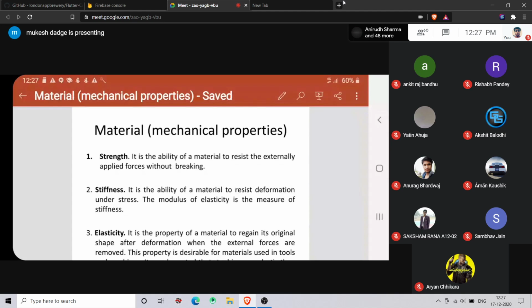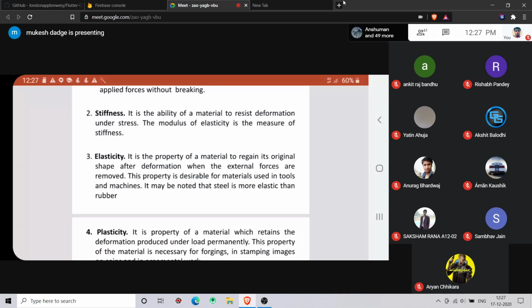In the book, the thorough explanation is there. As far as the syllabus is concerned, this is enough. Only the definition is enough. If you are interested in depth, you can go through the book and read it. Next point is stiffness. It is the ability of material to resist deformation under stress.